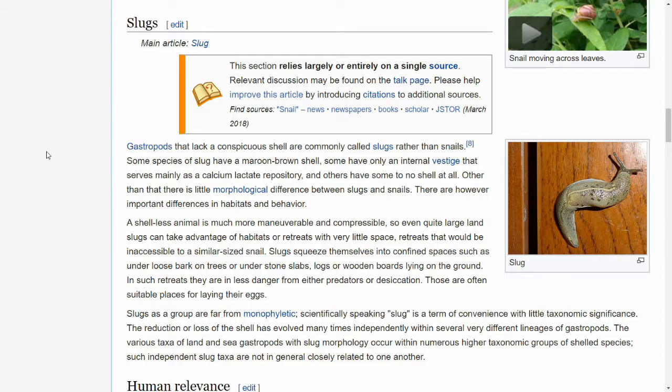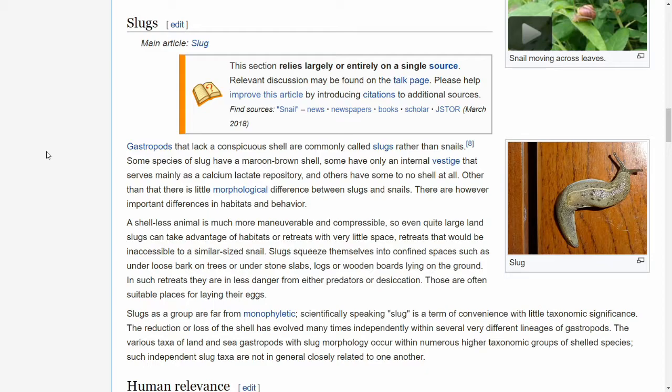Let's find out. Slugs. Gastropods that lack a conspicuous shell are commonly called slugs rather than snails. Some species of slug have a maroon-brown shell. Some have only an internal vestige that serves mainly as a calcium lactate repository, and others have some to no shell at all. Other than that, there is little morphological difference between slugs and snails. There are, however, important differences in habitats and behavior.